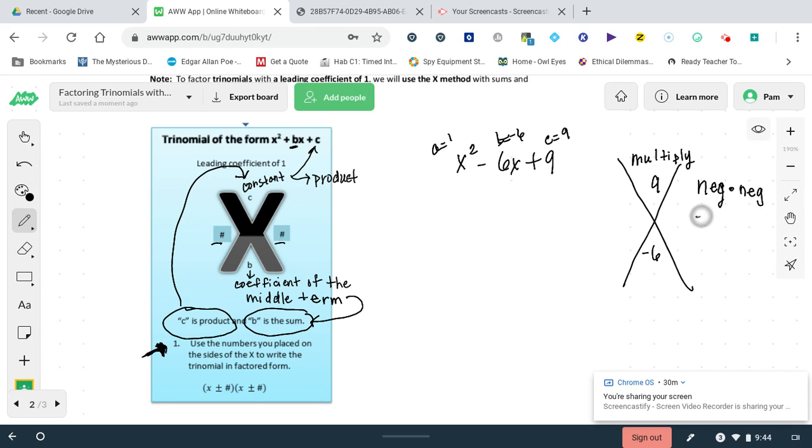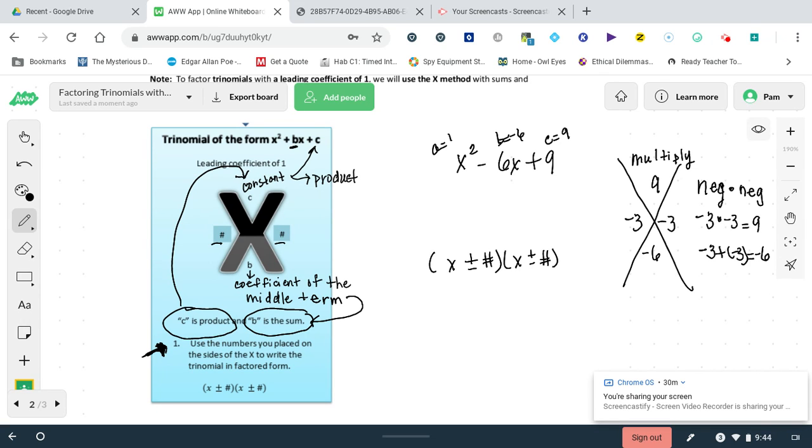All right, so that would be negative 3 times negative 3, which produces 9. And negative 3 plus negative 3 is negative 6. So the numbers on the sides of the x are negative 3 and negative 3. So this is what you write. Notice they had x plus or minus whatever number was on the side of the x, and then x plus or minus whatever was on the side of the x.